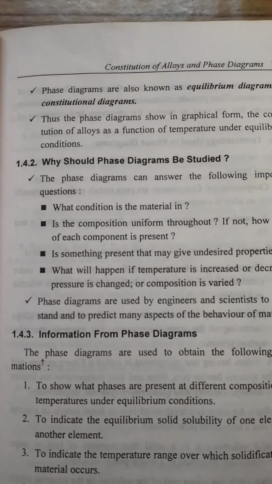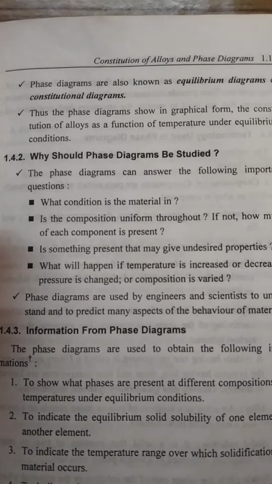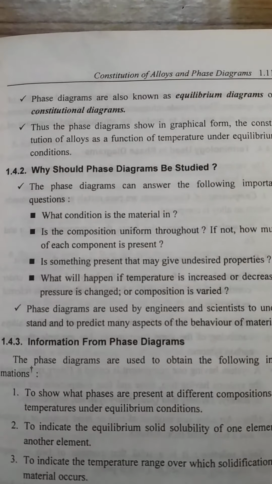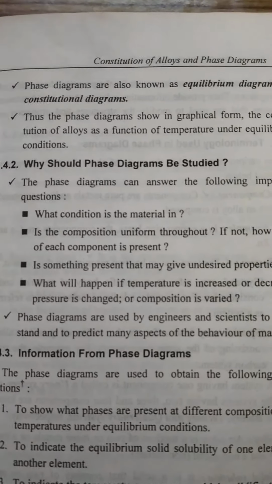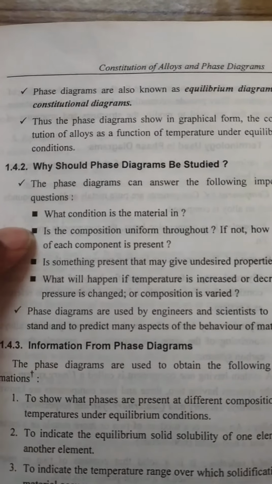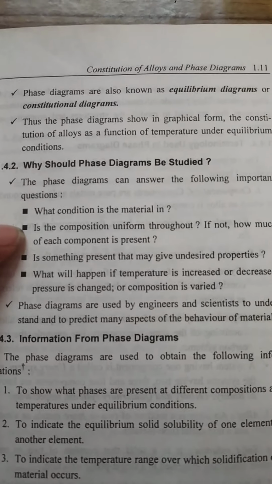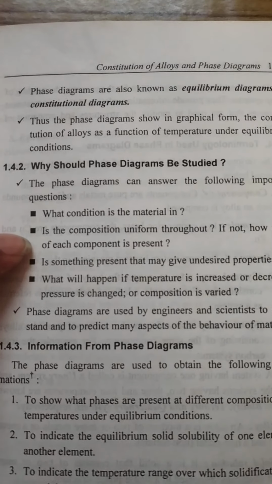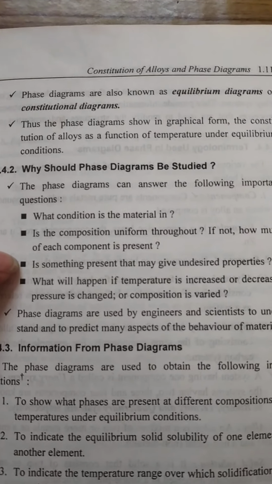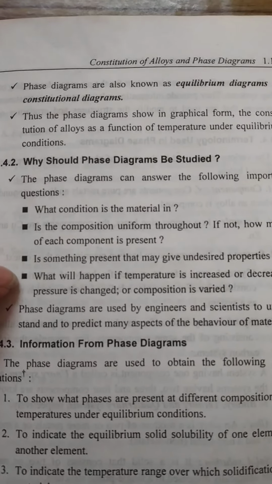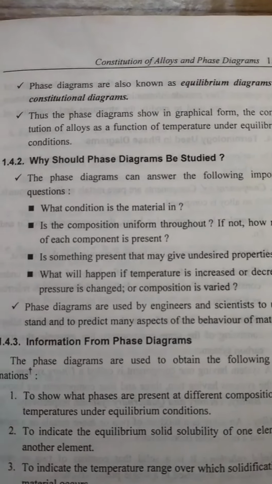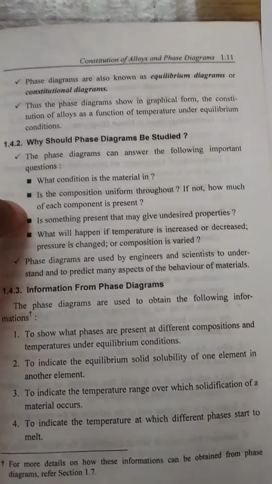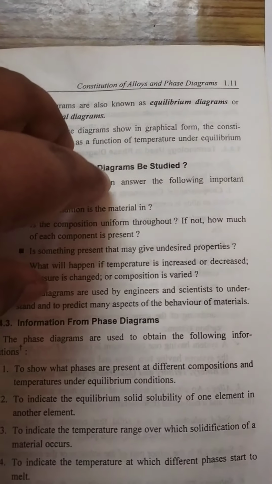For example, if I take salt and mix it with water, there is a particular limit up to which salt and water will get mixed. What is the portion that mixes? That is this question: is the composition uniform throughout? If not, how much of each component is present? Is something present that may give undesirable properties? What will happen if the temperature is increased or decreased, pressure is changed, or composition is varied? These are the questions we can answer by studying the phase diagram.